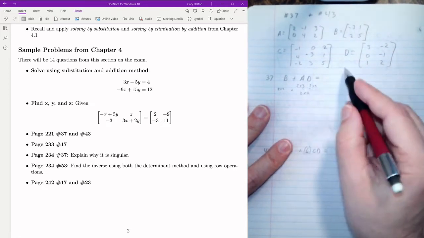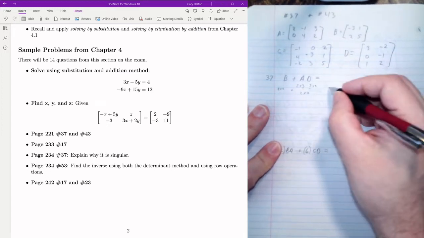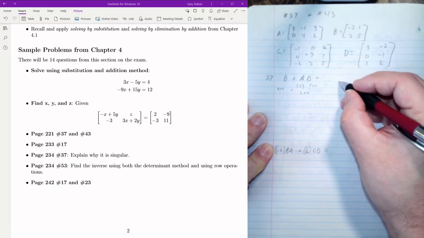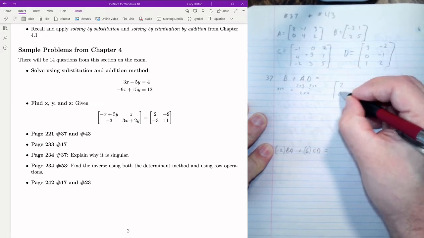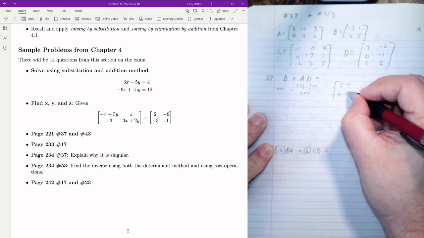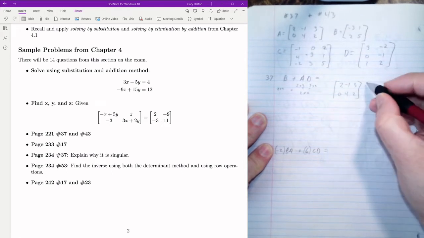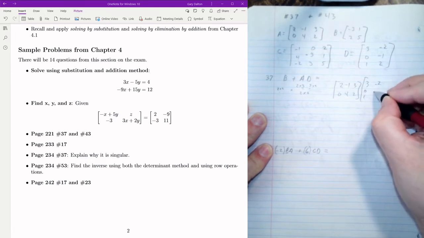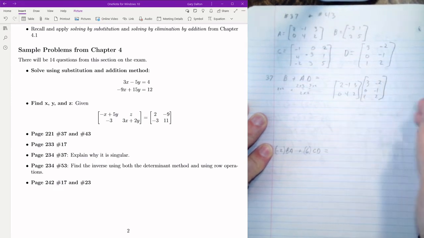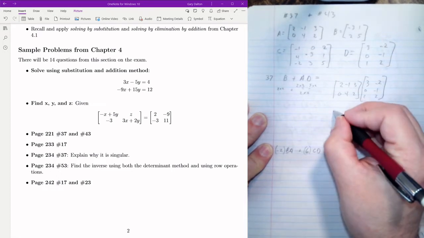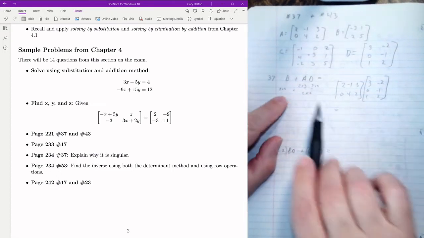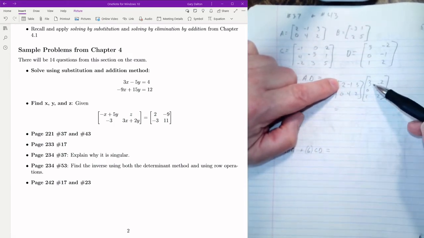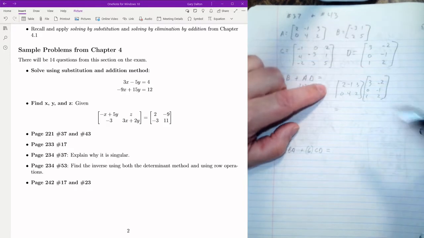So let's just break it up into parts. Let's do A times D. So we'll start with A and D. Let's just write them down: 2, 0, minus 1, 4, 3, 2, and 3, 0, 1, minus 2, minus 1, 2. Now recall that our output is going to be a 2 by 2, right? So we do row by column.